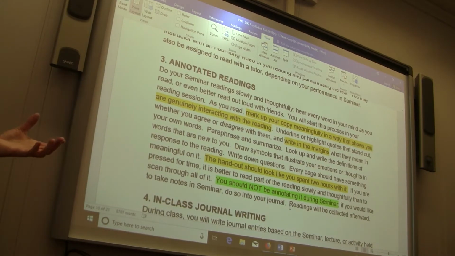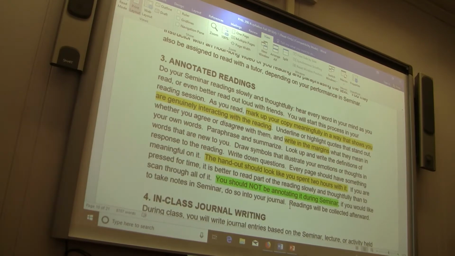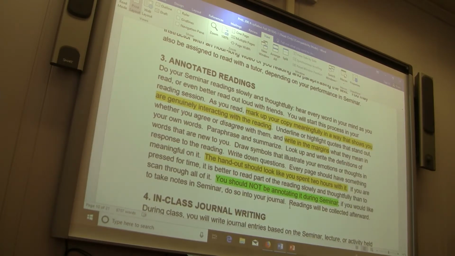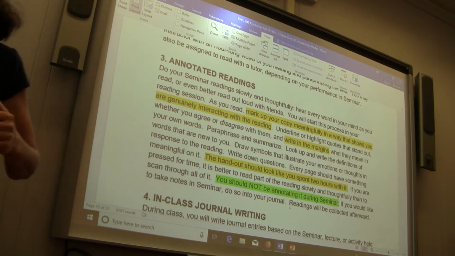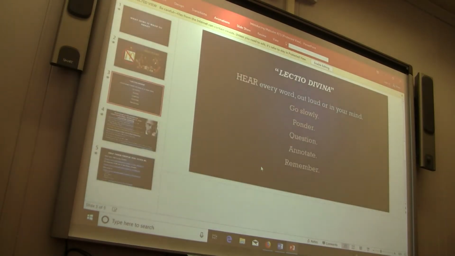Draw symbols that illustrate your emotions. Write down questions. Every page should have something meaningful on it. The handout should look like you spent 2 hours with it. So it's evident just as I page through the annotated readings, did the student really spend time with us or just kind of race through it? It should look like you spent that time. So that's what annotating's about, and we're going to try that today.